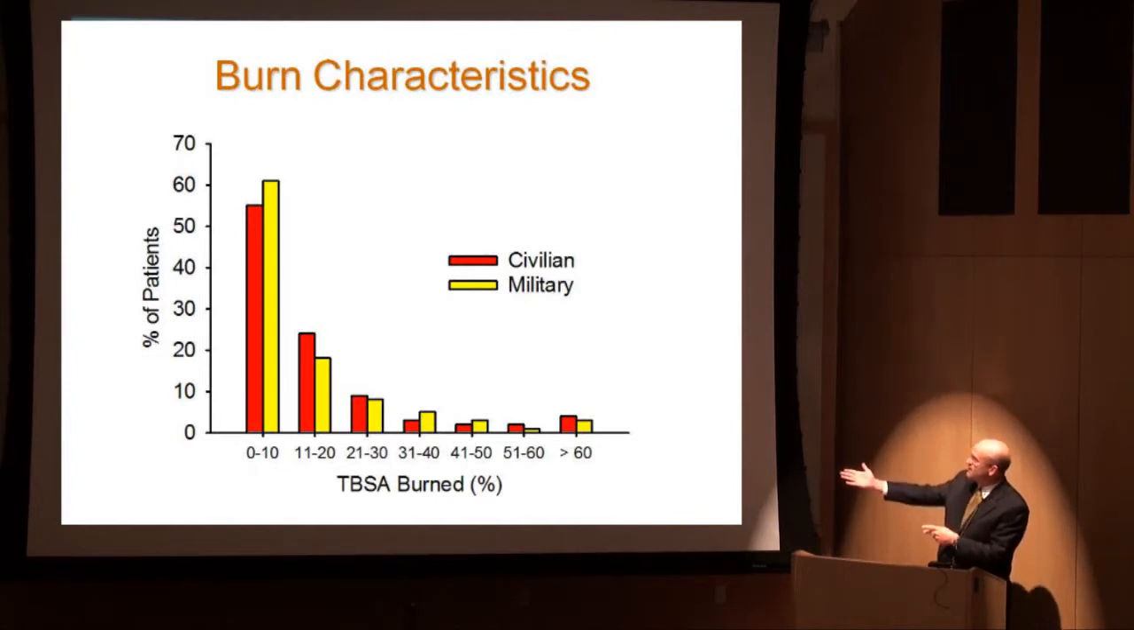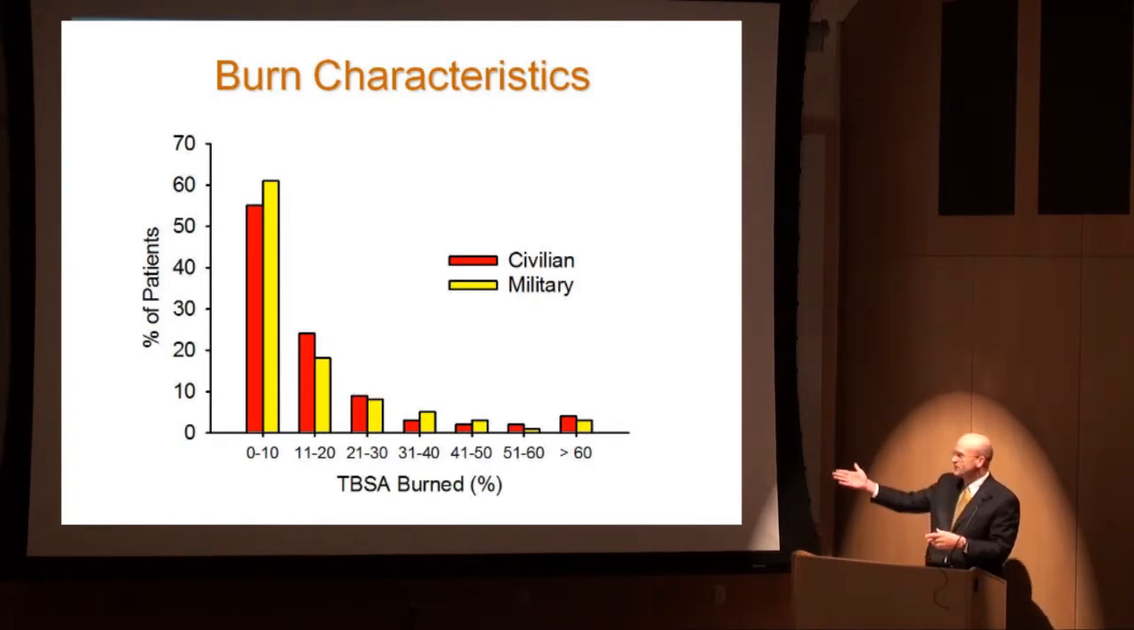When you get burned in a civilian center and you actually show up to a hospital, and you get burned in a military setting and show up to a hospital, the distribution of burns was the same. The burn size was the same. It was very shocking to me. I thought it would be higher. What we found is, you can see here that if you put them side by side in a frequency distribution, they're not any different.